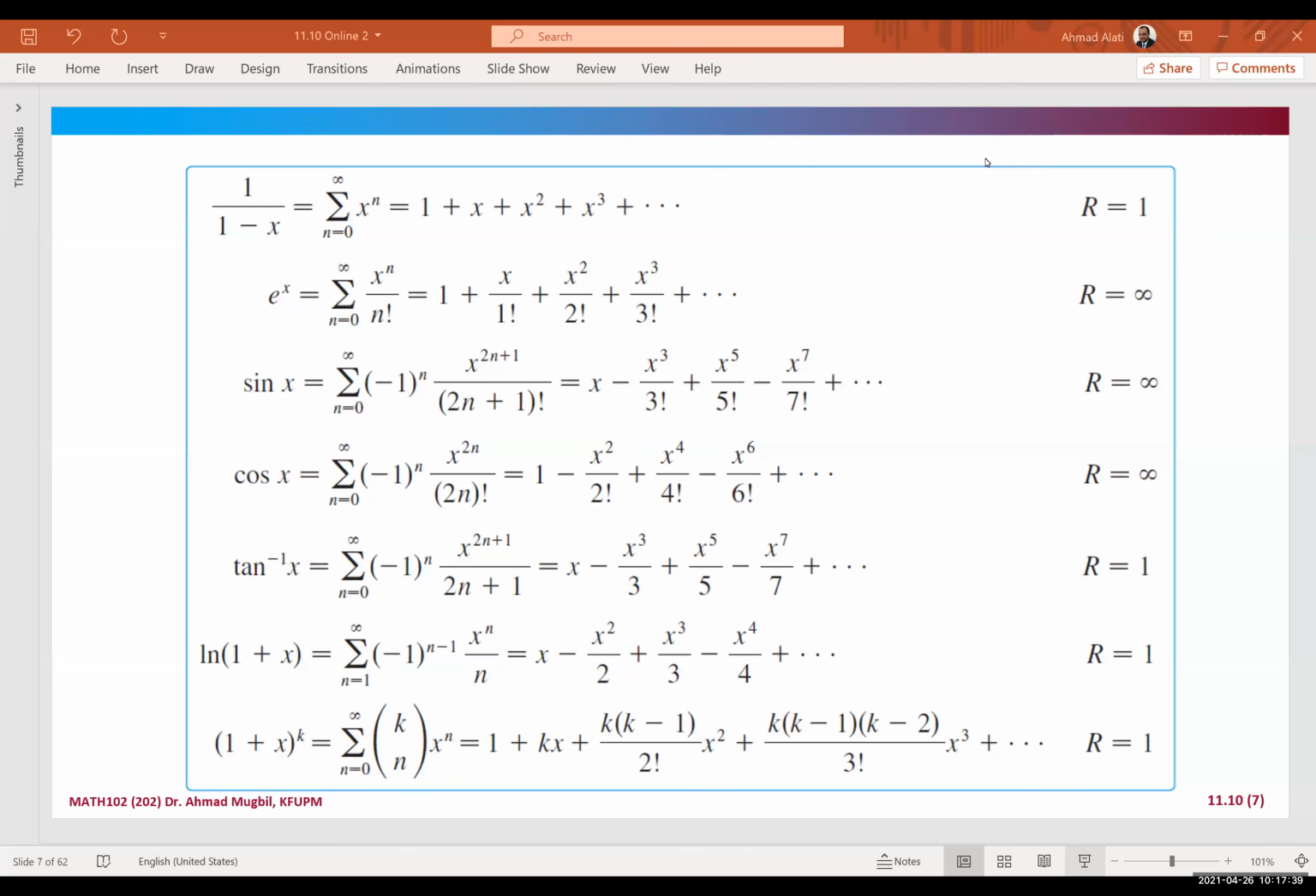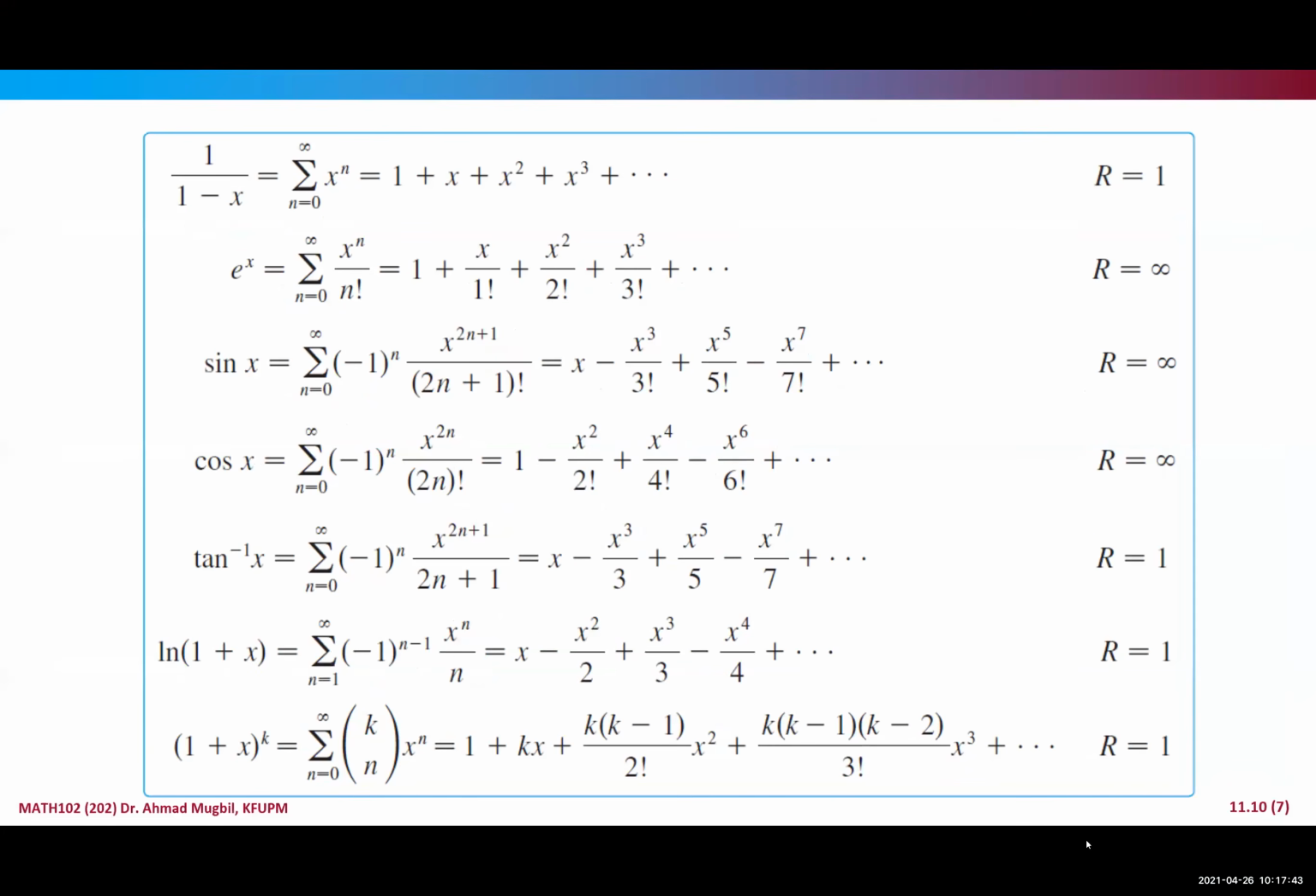So you need mainly, guys, you need to remember this table. The first one is indeed from 11.9, but it's still, of course, the Maclaurin series for this function. And these for the exponential, sine x, cosine x, tan inverse x, ln 1 plus x, and so on, and the binomial series at the end.